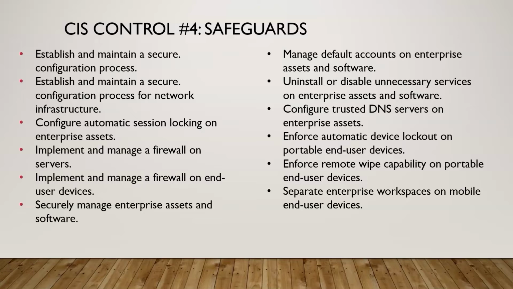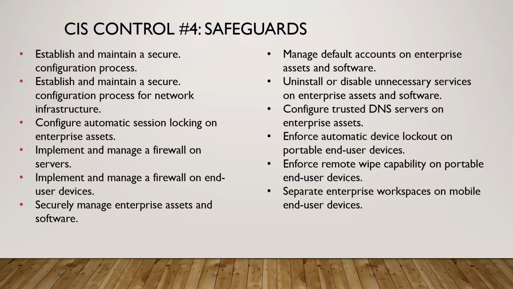Configure trusted DNS servers on the enterprise assets, and another safeguard is enforcing automatic device lockout on end user devices. So again, if you've got a mobile phone that's issued by your company and someone's trying to unlock it, maybe it locks out after 10 or 20 attempts. From there, that requires the individual to contact the IT team and prove who they are before that device is unlocked. Another safeguard is enforcing remote wipe capability on those end user devices. So if the device is stolen or if the individual no longer is part of the enterprise, even before you get the device back, you can remotely wipe any data from it so it's back to the initial configurations.